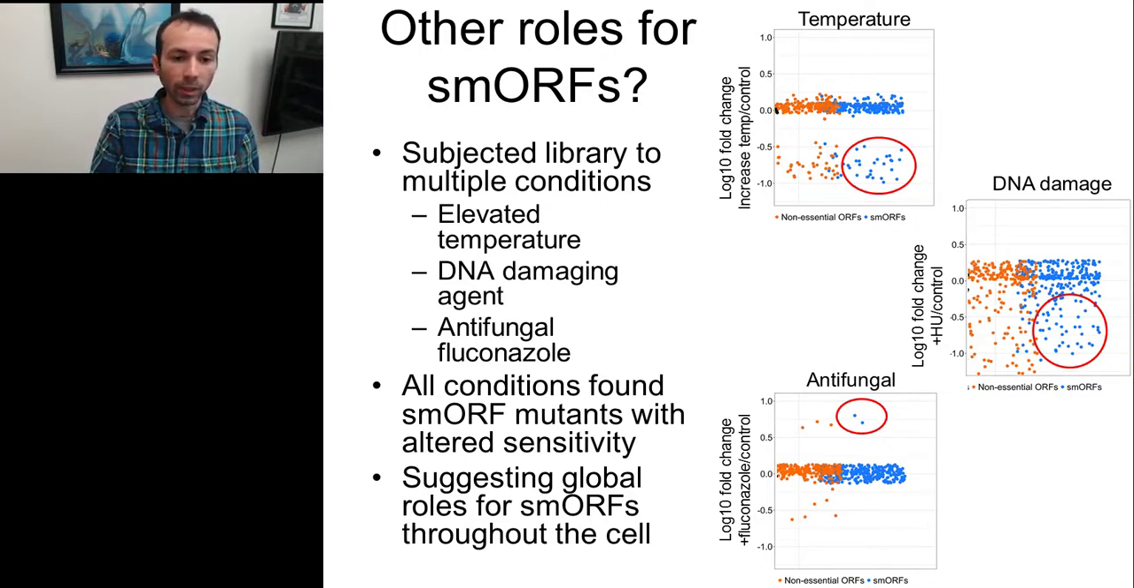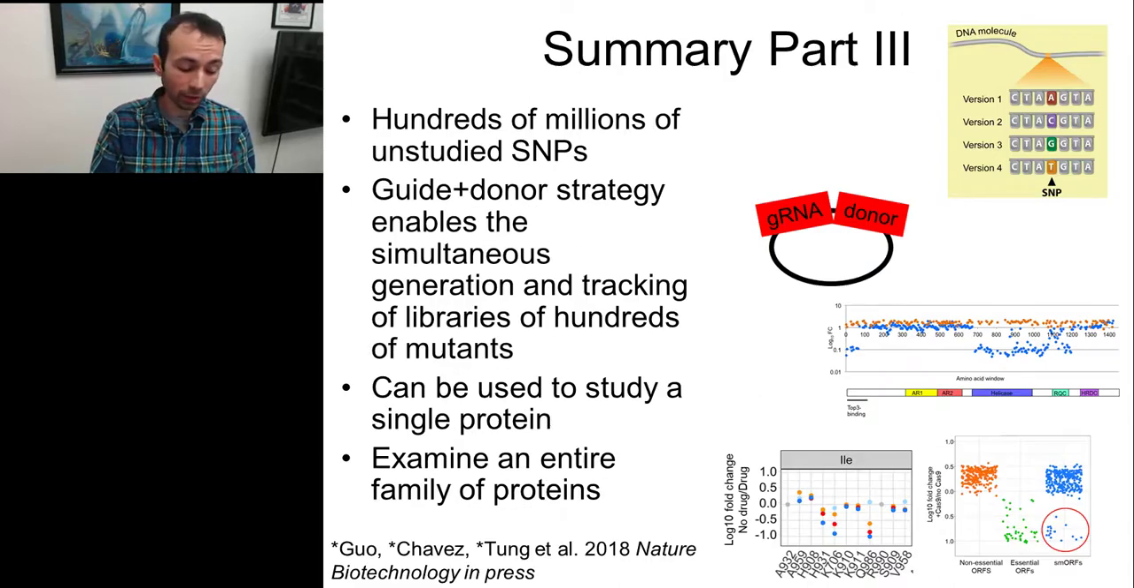So, summary for part 3 of my talk. Basically, there's hundreds of millions of unstudied SNPs out there. The guide plus donor strategy is a way to simultaneously generate hundreds to thousands of mutants at a time and actually track their fitness. And you can use them to either study a single protein, or you can use them to examine entire families of proteins across the whole genome. And we were lucky that this paper recently got accepted for publication in Nature Biotech and will be in press soon.